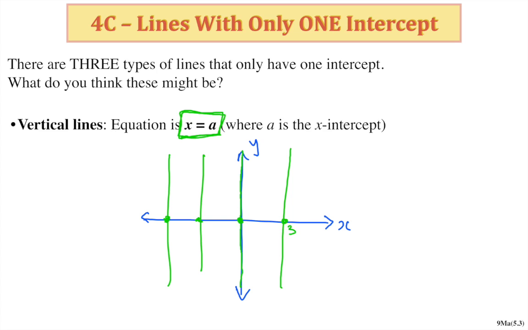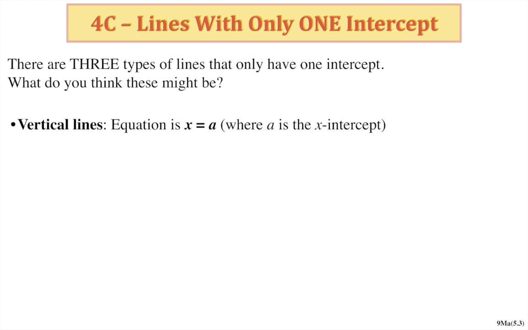So if this was over at 3, this vertical line passes through the x-axis at 3, it would be the line x equals 3. If this was minus 7 here, this vertical line passes through the x-axis at minus 7, so its equation is x equals minus 7, and so on. So vertical lines only have an x-intercept.